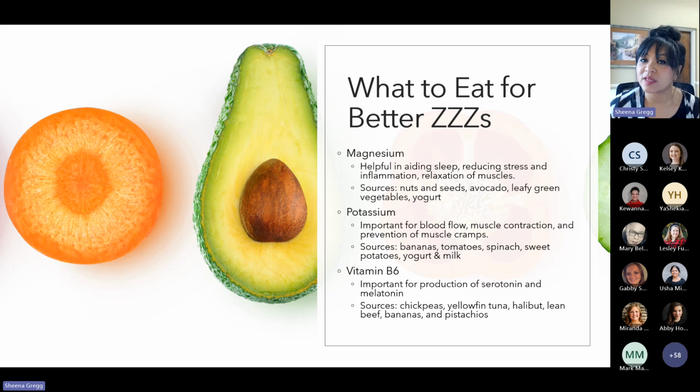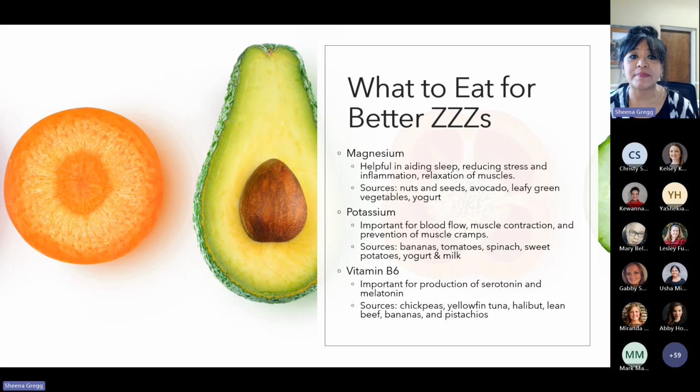Part of that, I think, is correlated to the fact that I'm on a diuretic as part of a combo of blood pressure medications. So that does really contribute to me cramping a little bit more consistently. Having potassium in your diet can help with that. And so we know sources such as banana, tomatoes, spinach, sweet potatoes, yogurt, and milk can be really helpful, and they're great sources of potassium.